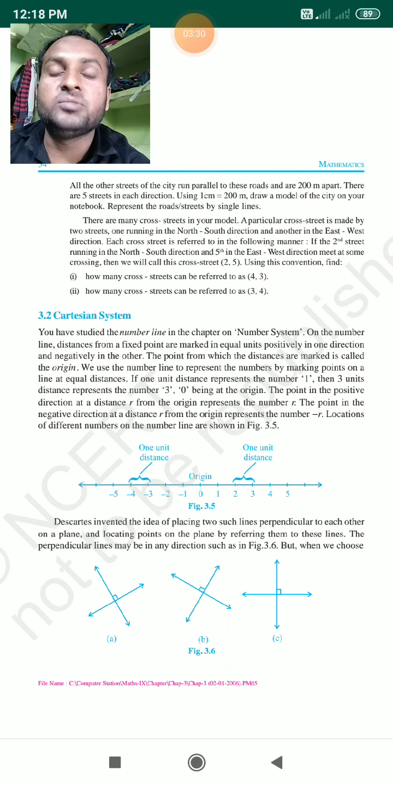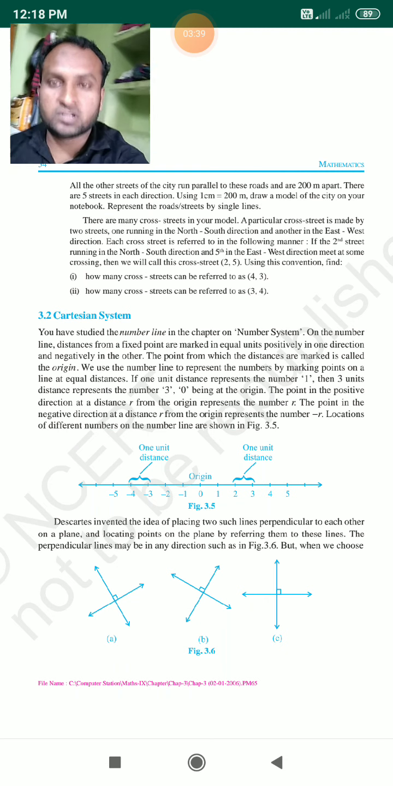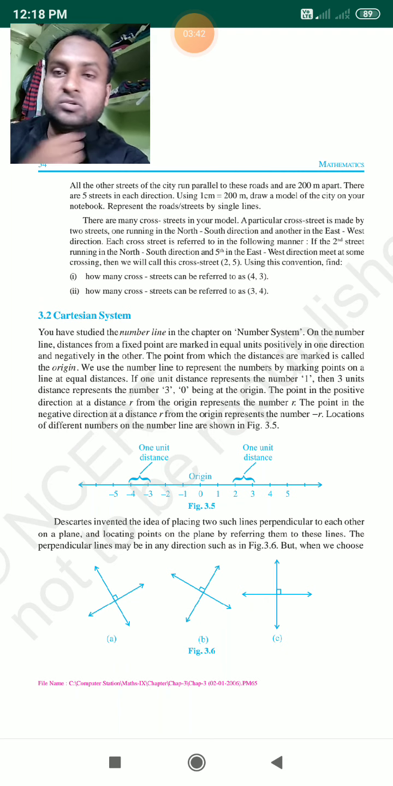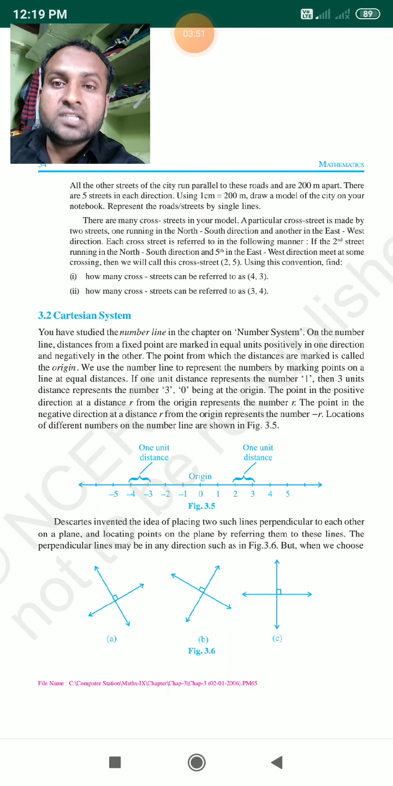Using 1 centimeter equal to 200 meter, draw a model of the city in your notebooks. You have to draw one model of the roads. Then represent the roads and streets by single lines. Now next they have given, there are many cross streets in your model. A particular cross street is made by two streets. There are cross sections here. Then each cross street.